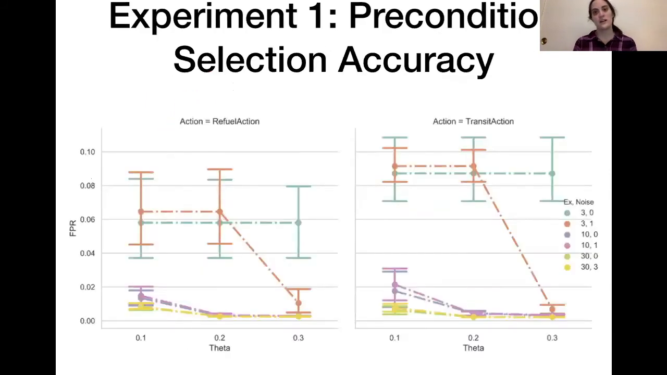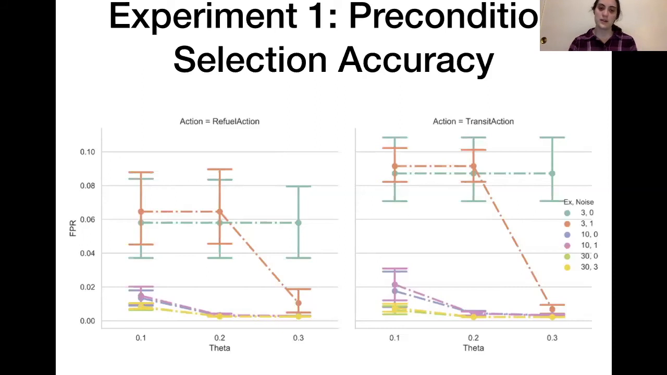We evaluate our learned preconditions in two different ways. The first way, we compare the learned preconditions to a set of ground truth preconditions, which were hand selected. And for both operators, we try to learn the operators using different numbers of training examples: 3 training examples, 10 training examples, and 30 training examples. You can see the green and orange are 3, the blue and purple are 10, and the pale green and yellow are 30.